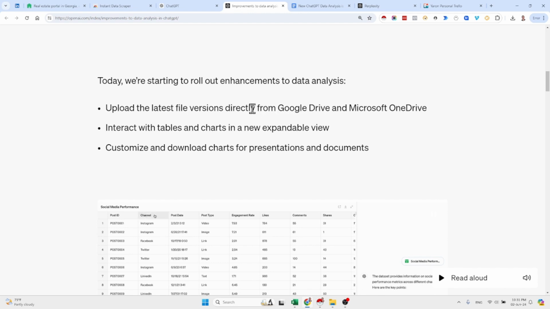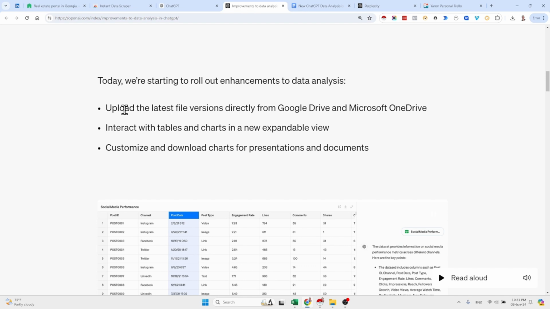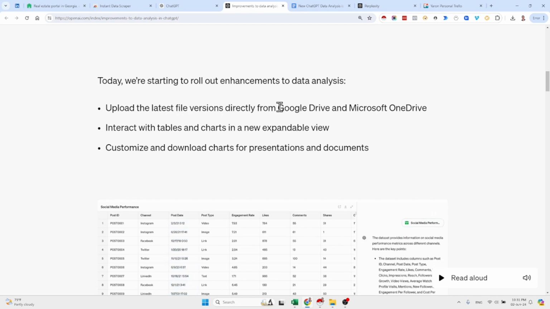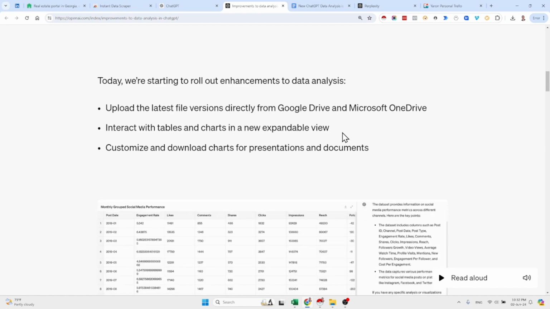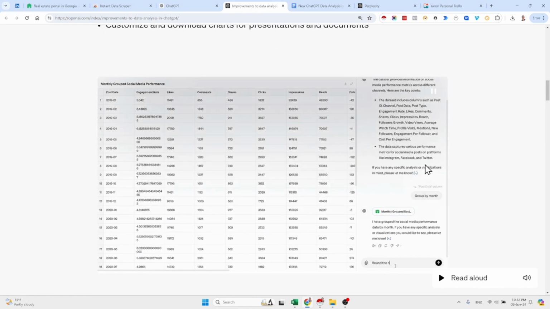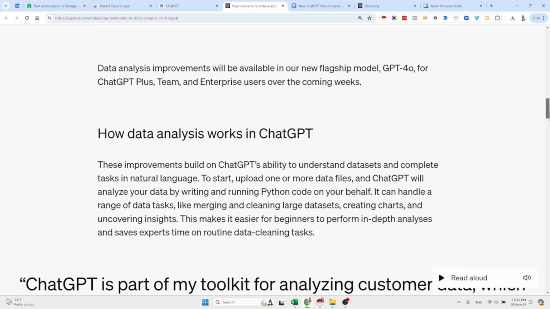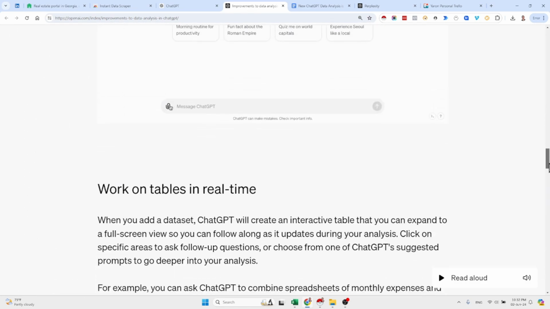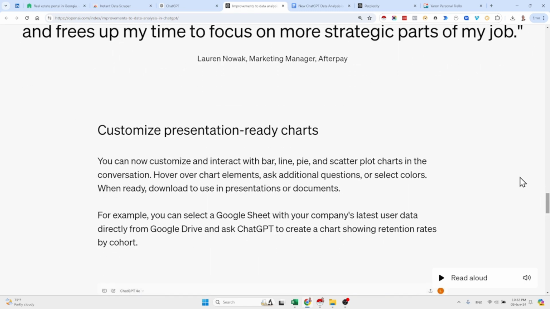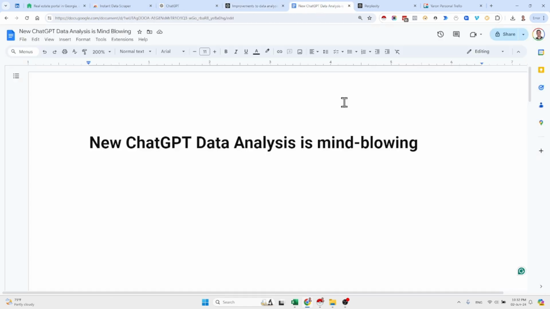Basically, the new functionalities that they have added is the ability to upload files directly from Google Drive or Microsoft OneDrive. Obviously, you can also upload an Excel from your local computer. You can interact with tables and charts in a new expandable view, which looks like this. And you can customize and download charts for presentations and documents. And I will show you exactly how it is being done here.